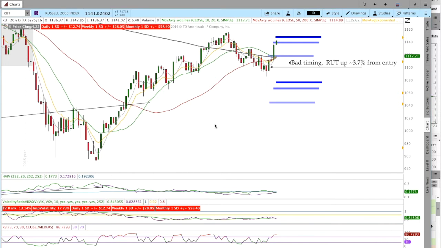Today is Wednesday, May 25th, 2016. It's about 2:50 p.m. or so here, Mountain Time. The markets closed about an hour ago. They closed at 2 o'clock here, Mountain Time.